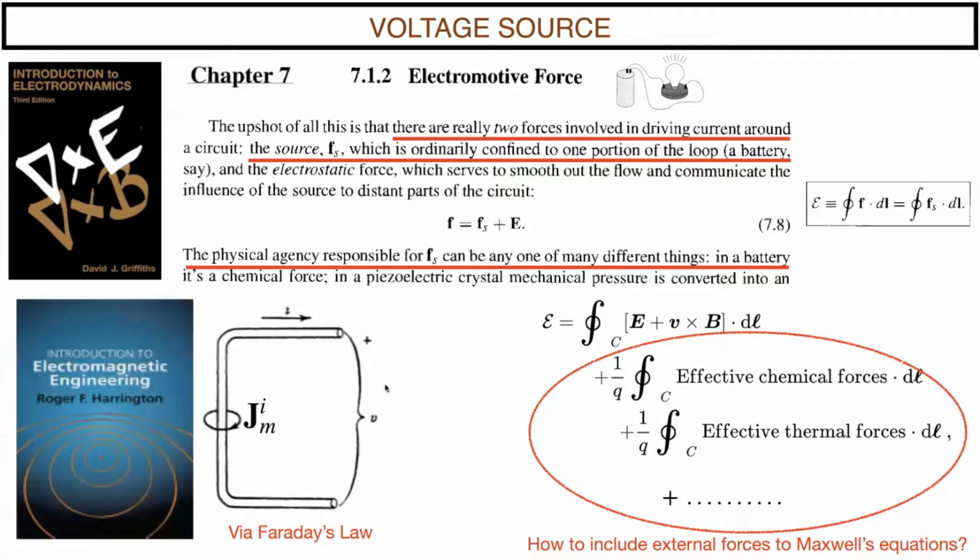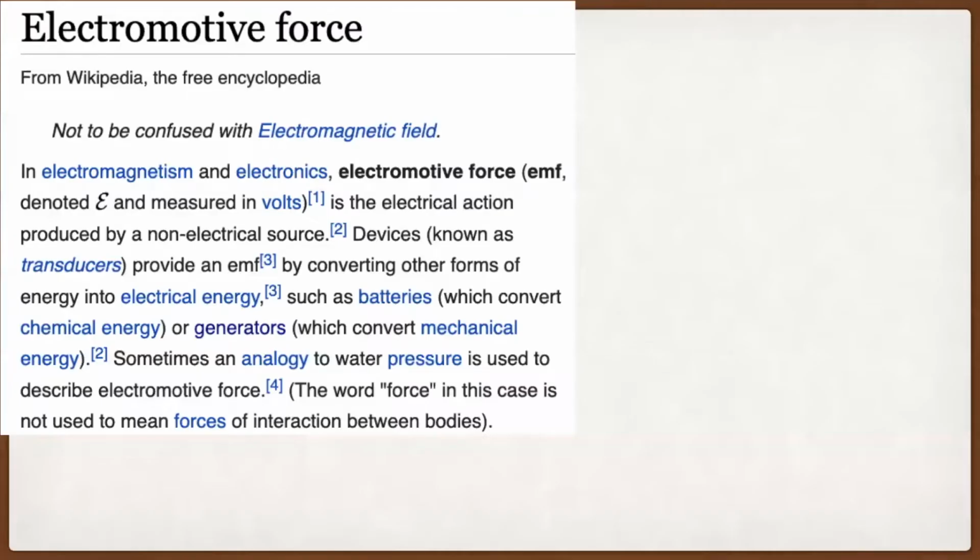Well, engineers have been doing this for a long time, and they do it via Faraday's law, where you get effective magnetic currents, which are fictitious, at a boundary. So electromotive force is the electrical action produced by a non-electrical source, and this is a device known as a transducer, which provides an EMF by converting other forms of energy into electrical energy.